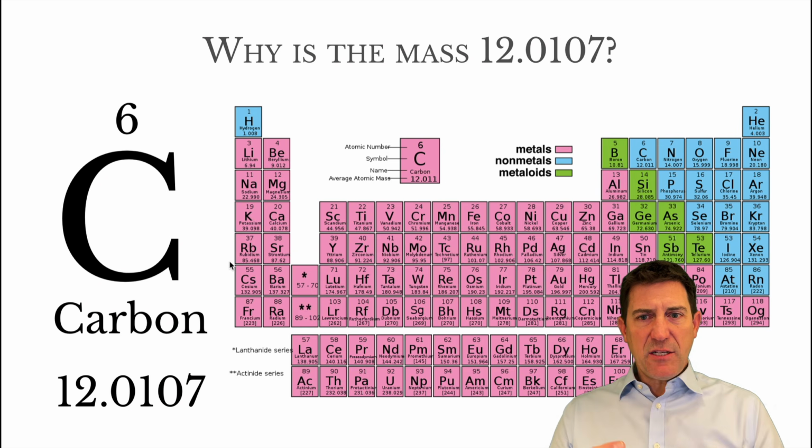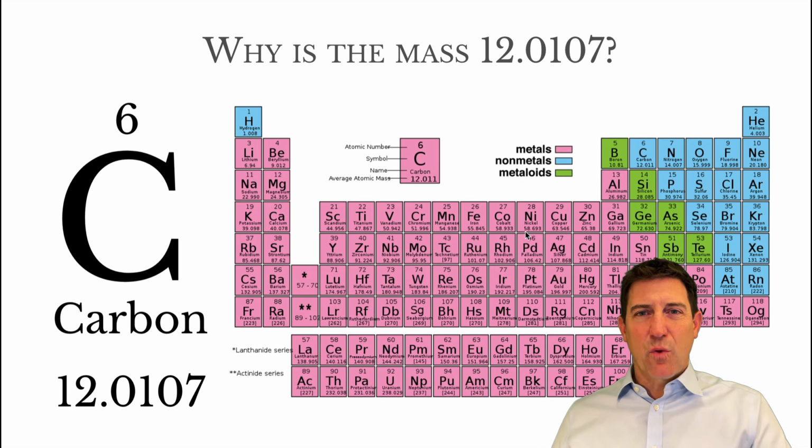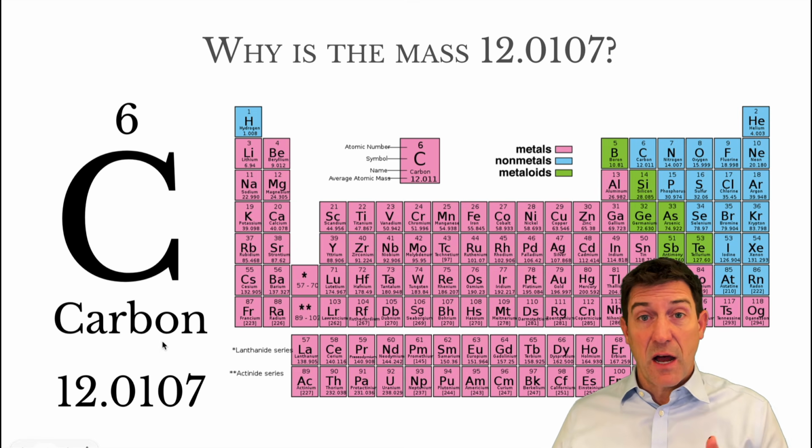Okay? But let's look at this periodic table. Almost all the masses are not nice round whole numbers. Even carbon here has a mass of 12.0107. At this point, people oftentimes say, oh, that's the mass of the electrons. No, it's not. The mass of the electrons is not included.